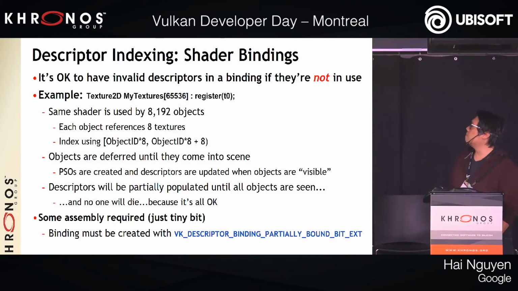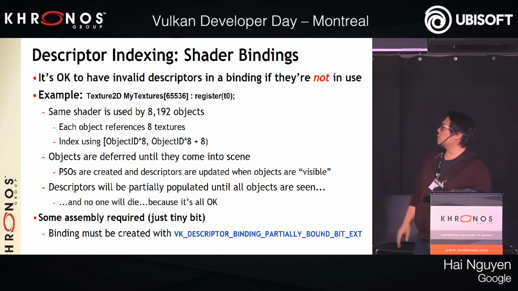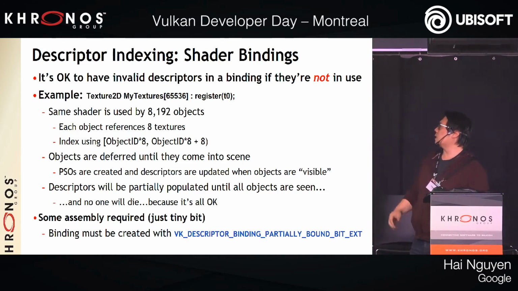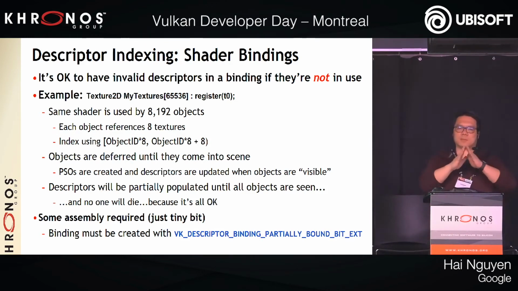All right. So we talked about being able to update descriptors while they're not in use. And so here's a more specific example of it. So let's say you have a reference in a shader that has 65,000 entries, or 65K entries. And there's 8K objects, and each one of them references 8 textures. So your bound is open-ended on the upper. So it's object ID times 8 and object ID times 8 plus 8. So each object would reference a texture, one of the 8 textures in this range.